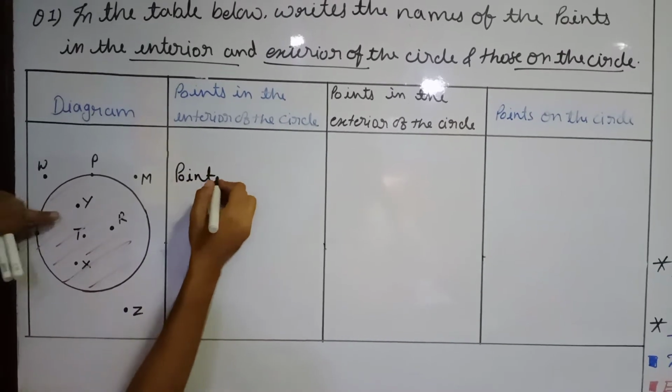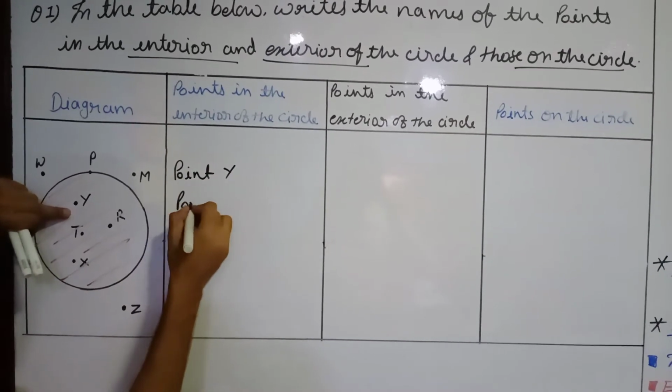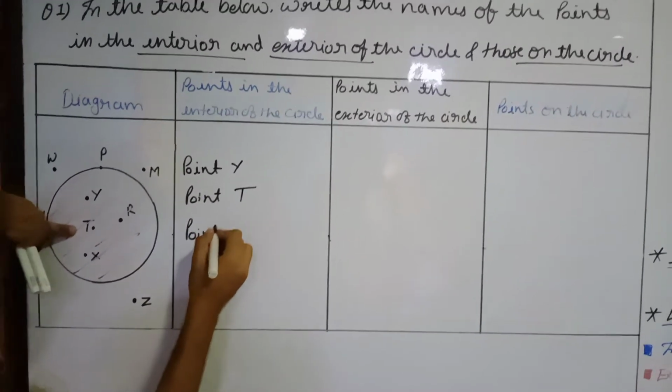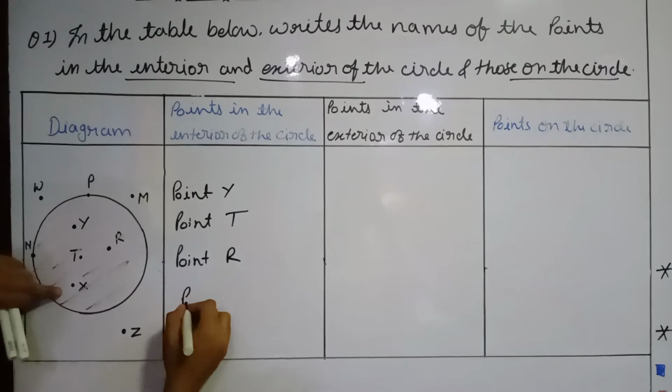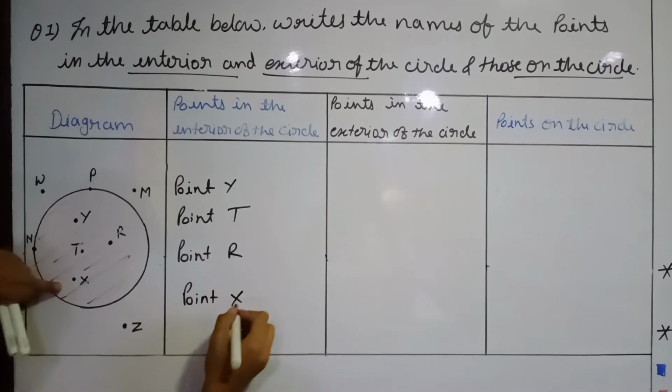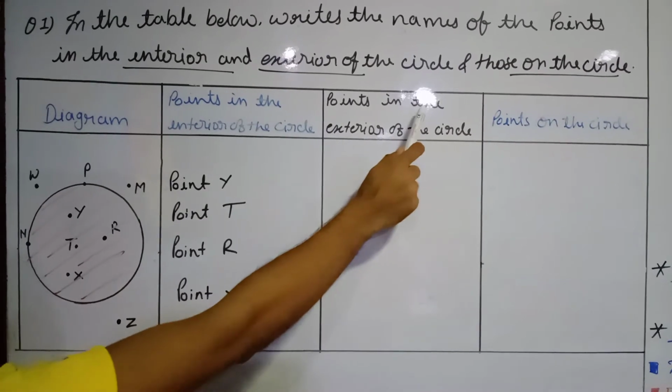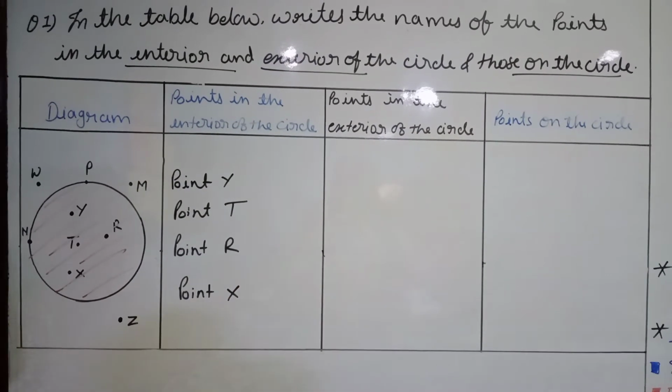Point Y, point T, point R, point X. The next column is points in the exterior part of the circle.